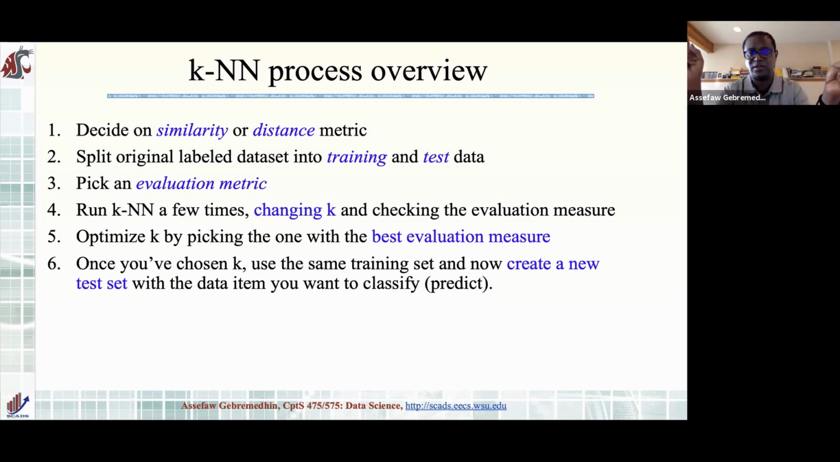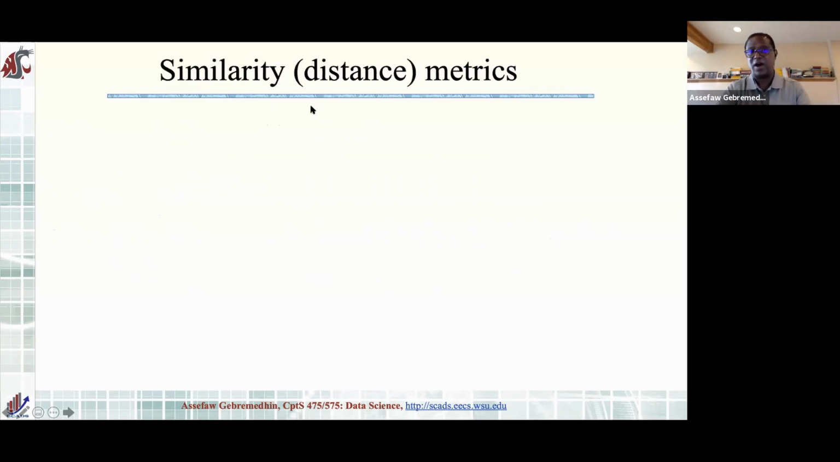Pick a similarity metric or a distance metric. Divide up your data into training set and test set. Decide on an evaluation metric. Run K nearest neighbor a few times by changing K, and pick the one that has given you the best result when it comes to this evaluation metric. And now you have settled on everything, including how many Ks you would use. And with the K you have chosen, you apply it on the same training set and now do your prediction on the new item that you're interested in. There you have it. Okay.